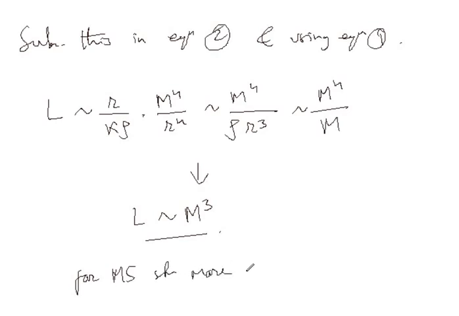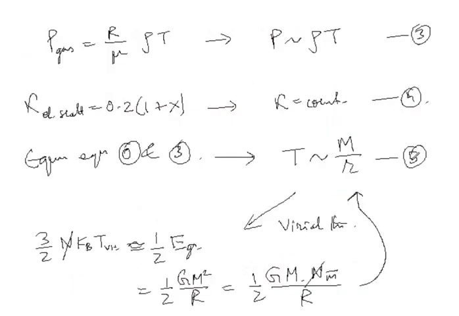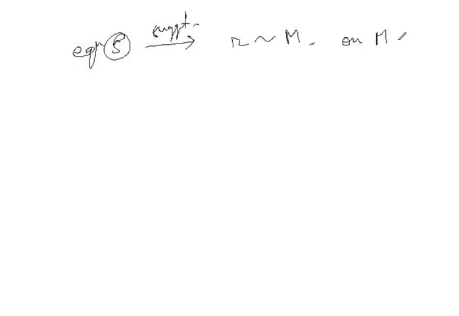More massive than Sun, right? This is what we observe. So let this be equation 6. Okay, now you see this equation 5 here, this also suggests that R is of the order of M. So equation 5 suggests R is of the order of M on main sequence.